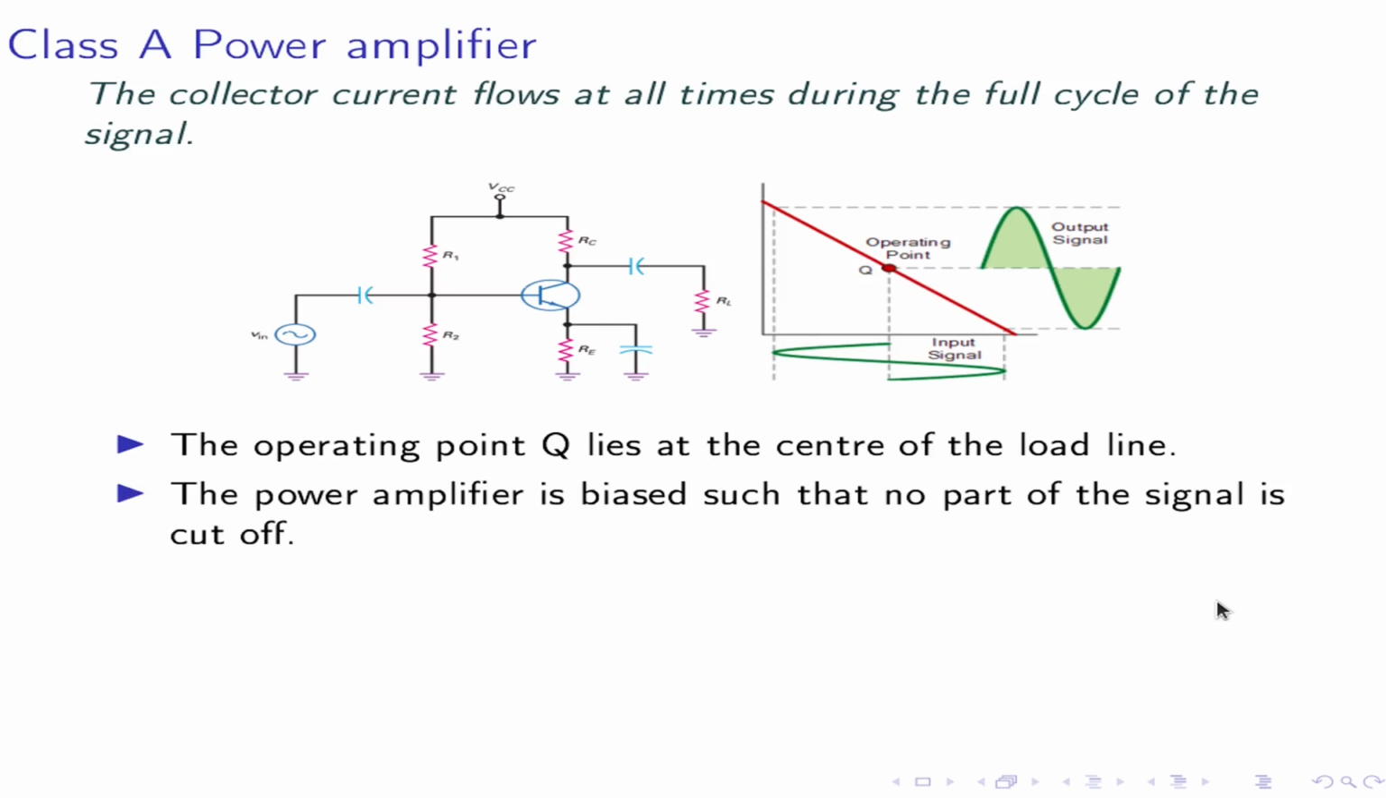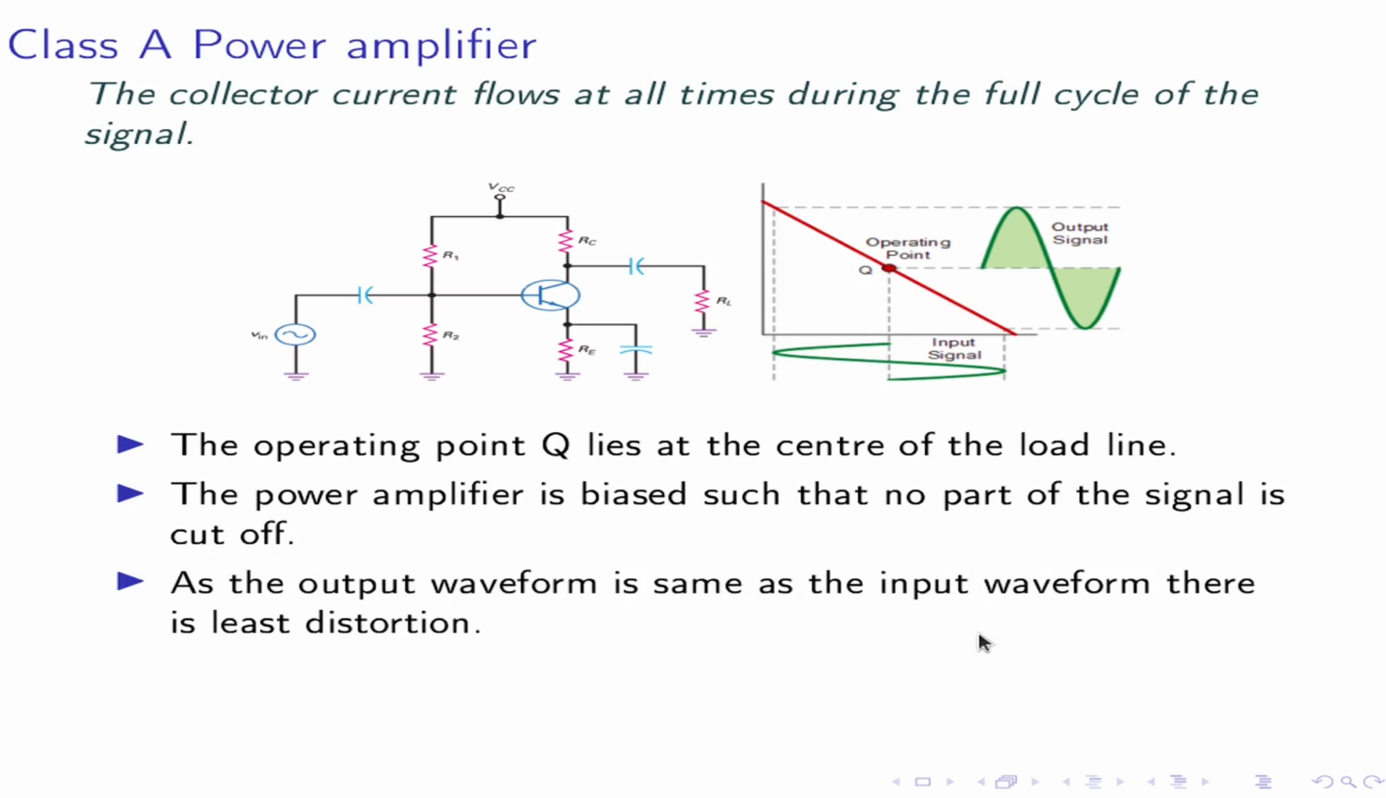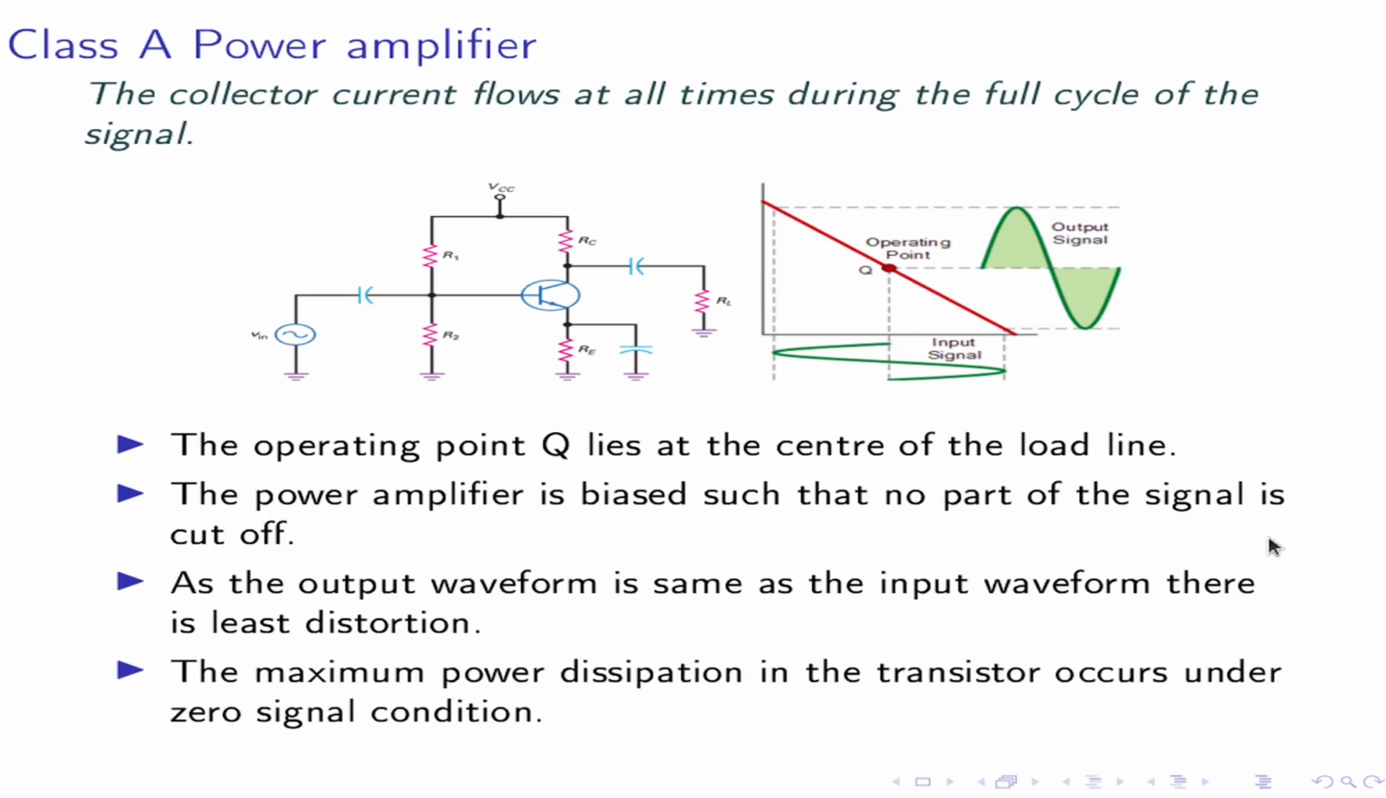The power amplifier is biased such that no part of the signal is cut off. The output waveform is the same as the input waveform. That means we use 360 degrees. Since the output waveform and input waveform are similar, there is least distortion. The maximum power dissipation in the transistor occurs under zero signal condition. Class A power amplifiers have low power output and low collector efficiency.